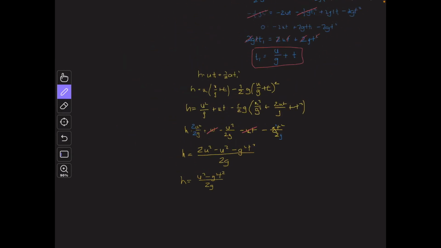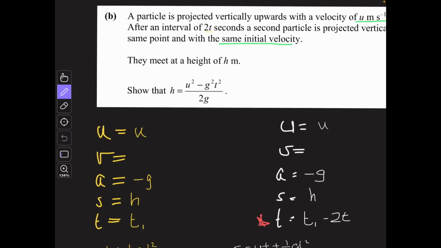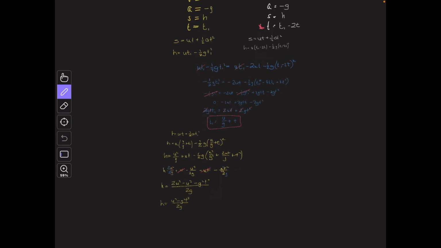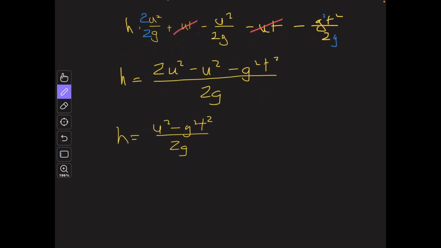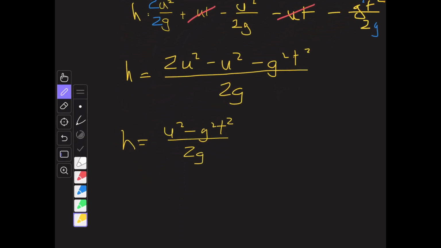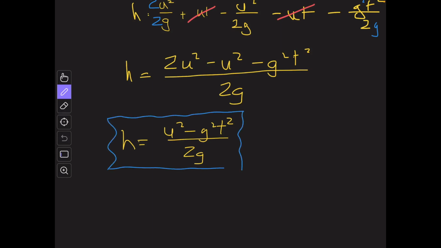And now we just check, what were they asking us to do? Oh hey, u squared minus gt squared all over 2g. Hey presto, I'm done. Now, that's it.